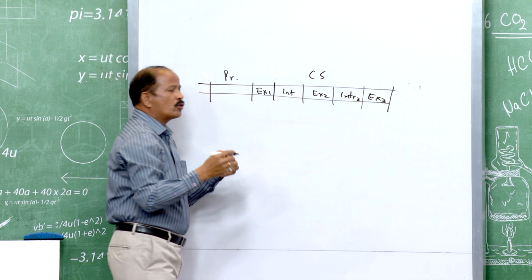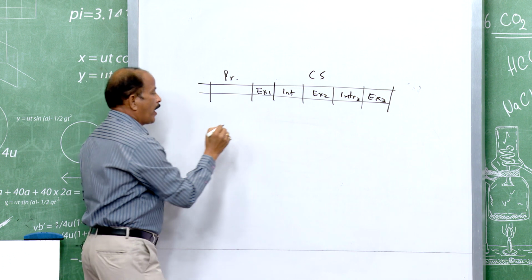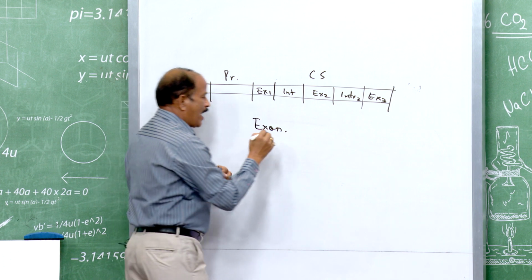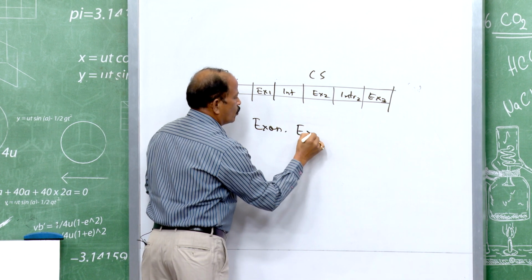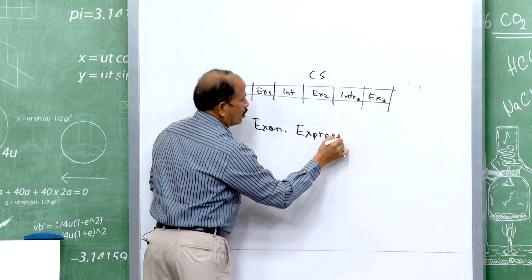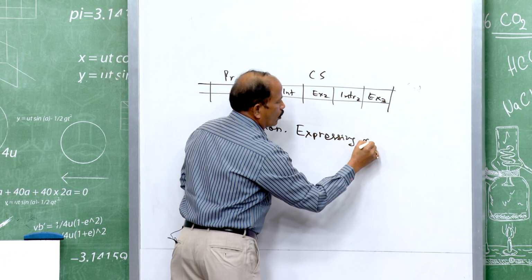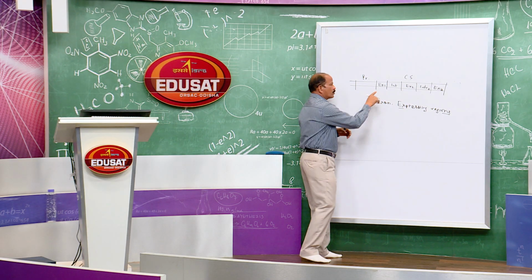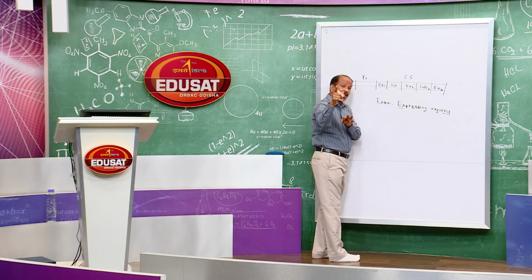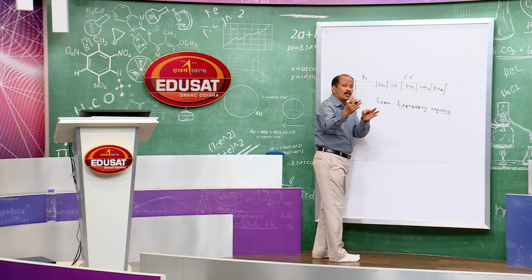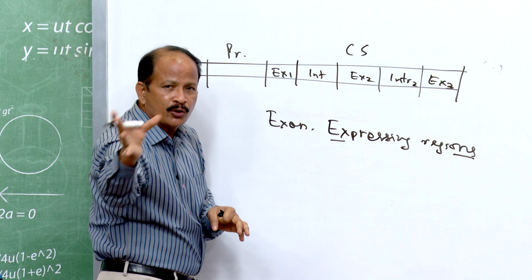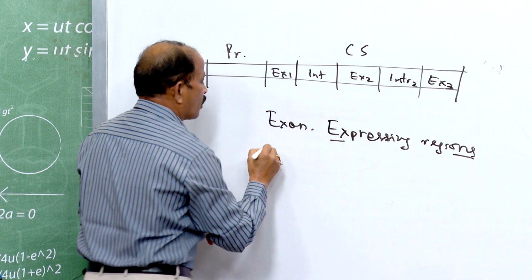So, these exons and introns, what does it mean? Exon means expressing region; it must be well understood. These exons are the regions or sequences which must finally be spliced back to form the functional mRNA. So, these exons have the information for messenger RNA and subsequently proteins, but what are the introns?